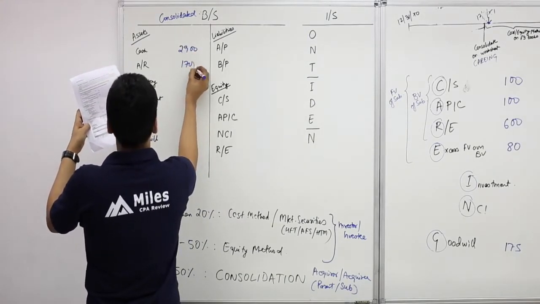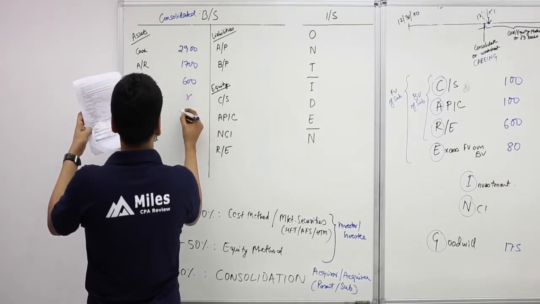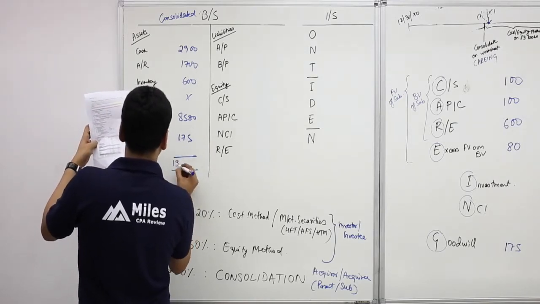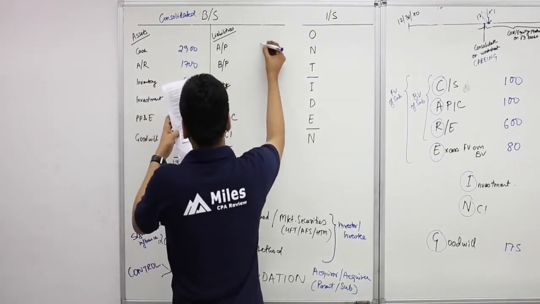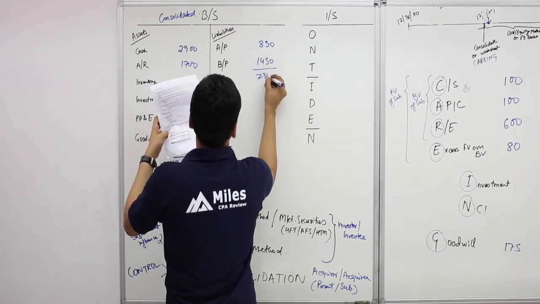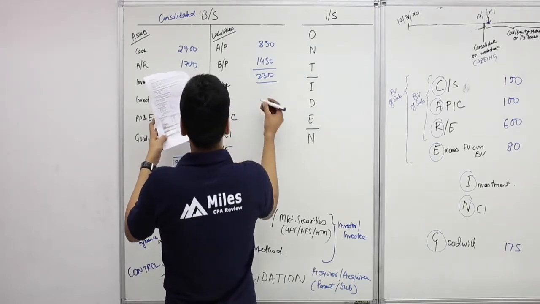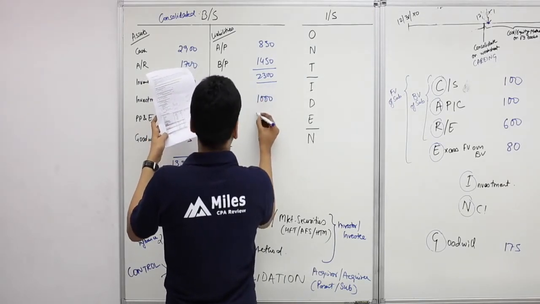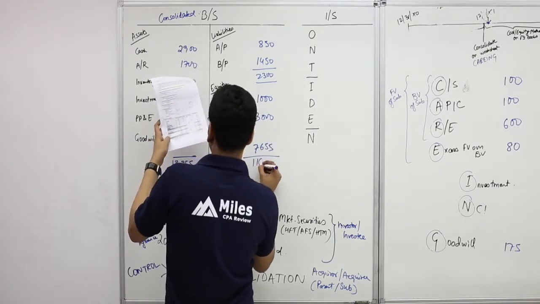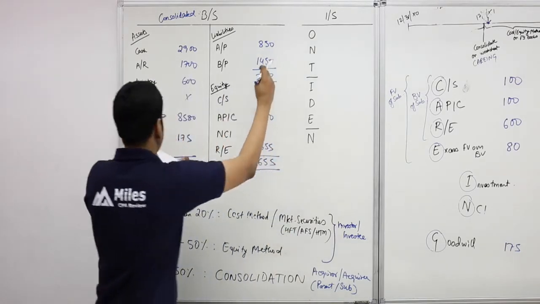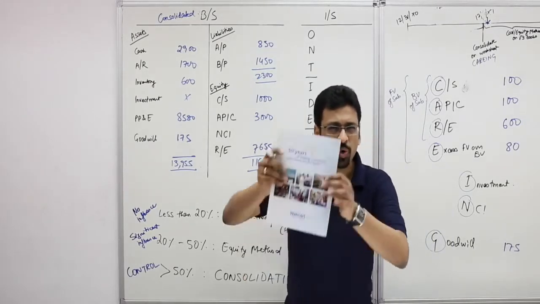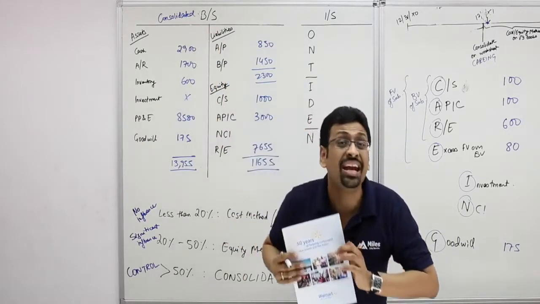2,900, 1,700, 600, no investment in myself, 8,580, 175 gives me a total of 13,955. Accounts payable on the consolidated financials, 850, bonds payable 1,450, 2,300 of liabilities, common stock 1,000, only the parent, APIC only the parent, retained earnings only the parent. That gives us 11,655. This plus this, 13,955. Guys, we are all set. We are ready with the balance sheet. We're going to show it out on the consolidated financials.